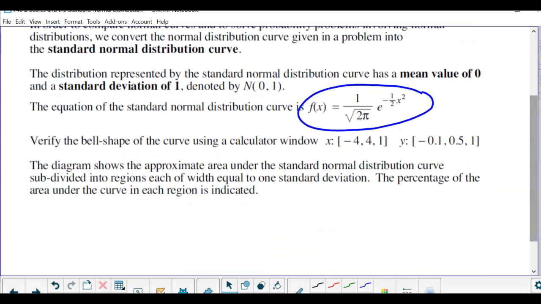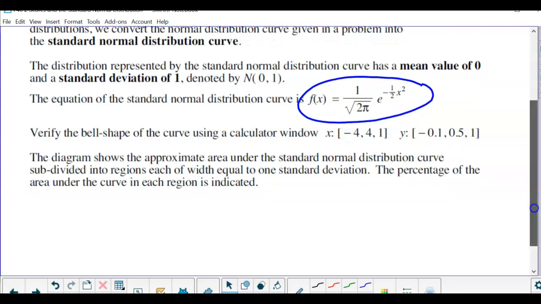All right, so it says verify. We're not going to spend the time doing that for right now. You can do that on your own.